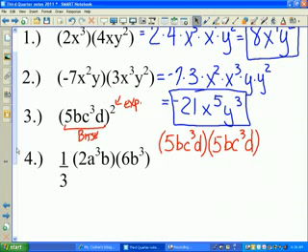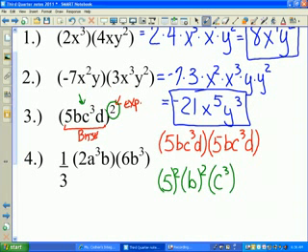Or I could make sure that everything inside that parenthesis is being raised to the second power, meaning 5 is being raised to the second power, my b is being raised to the second power, my c cubed is being raised to the second power, and that d is being raised to the second power. So from here, I'm looking at 5 squared. So 5 squared is not 10. It's not 5 times 2. It's 5 times 5, which gives me an answer of 25.